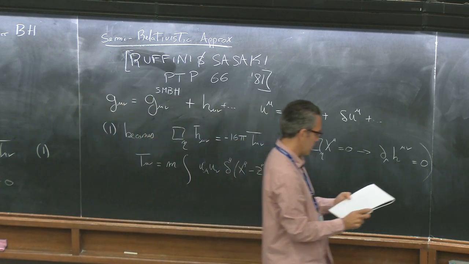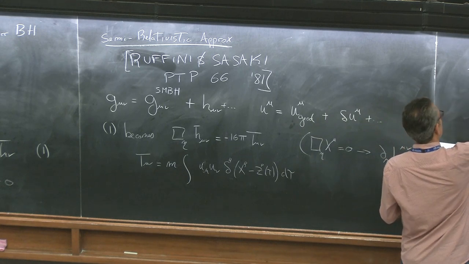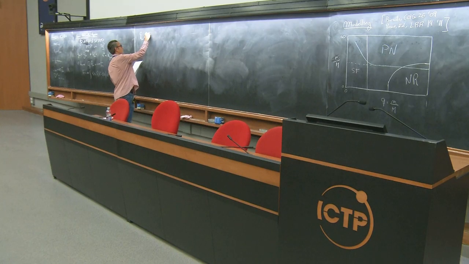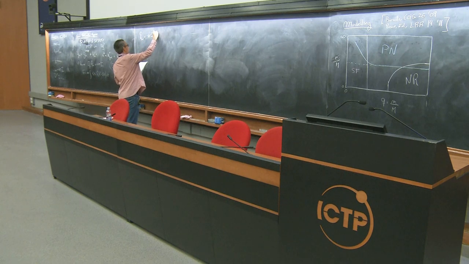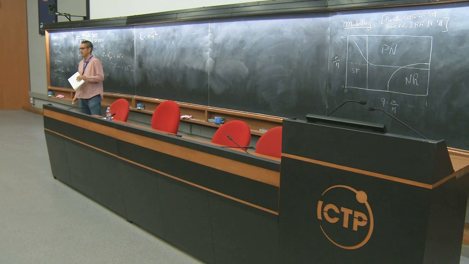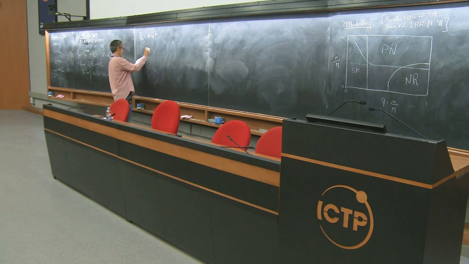The solution to that equation is very easy. h mu nu is going to be minus 16 pi box to the minus 1 of this. And then I'm done, right? Supposed to be a joke, but nobody got it. OK, fine.